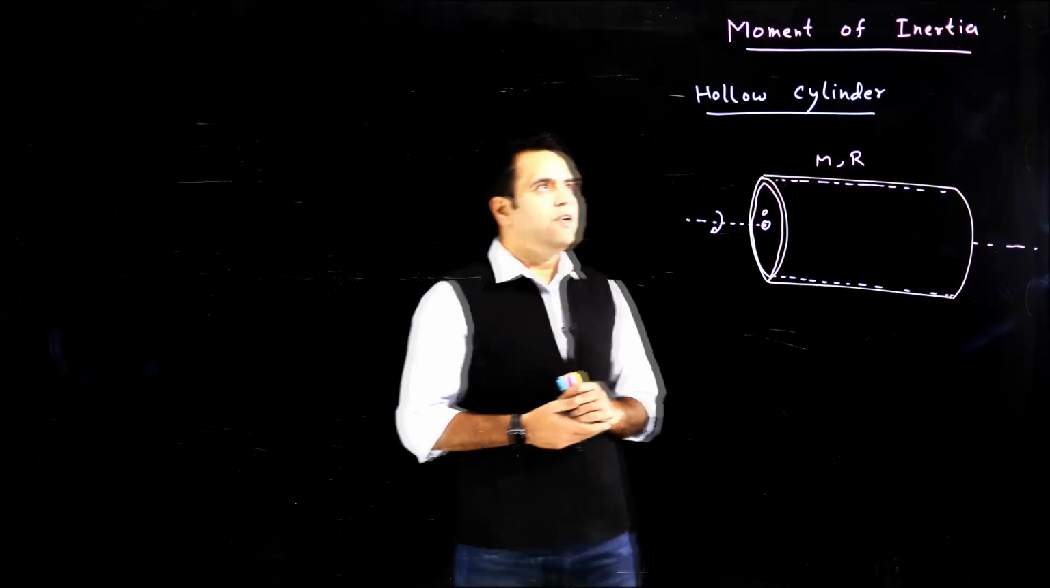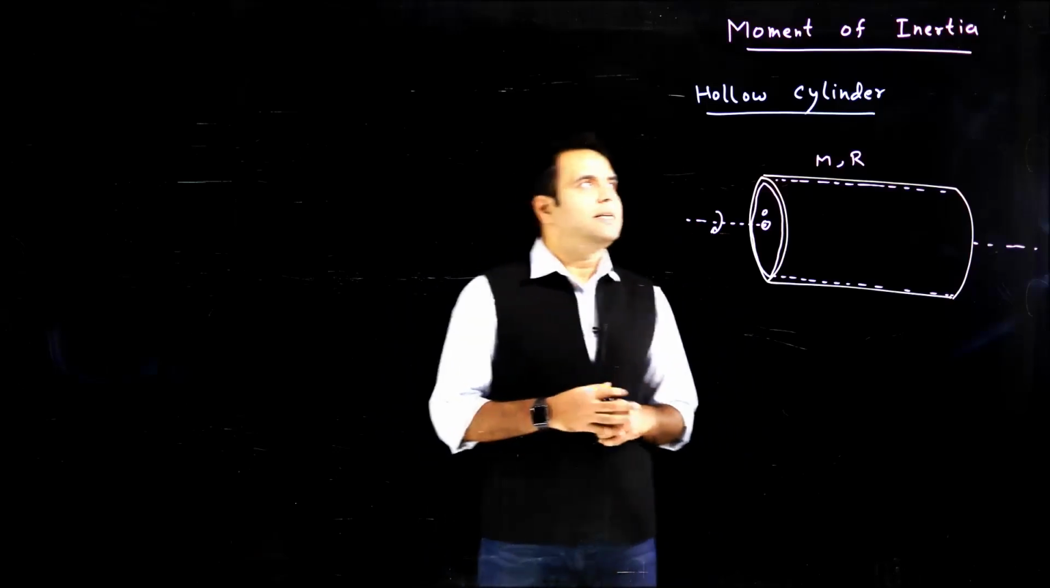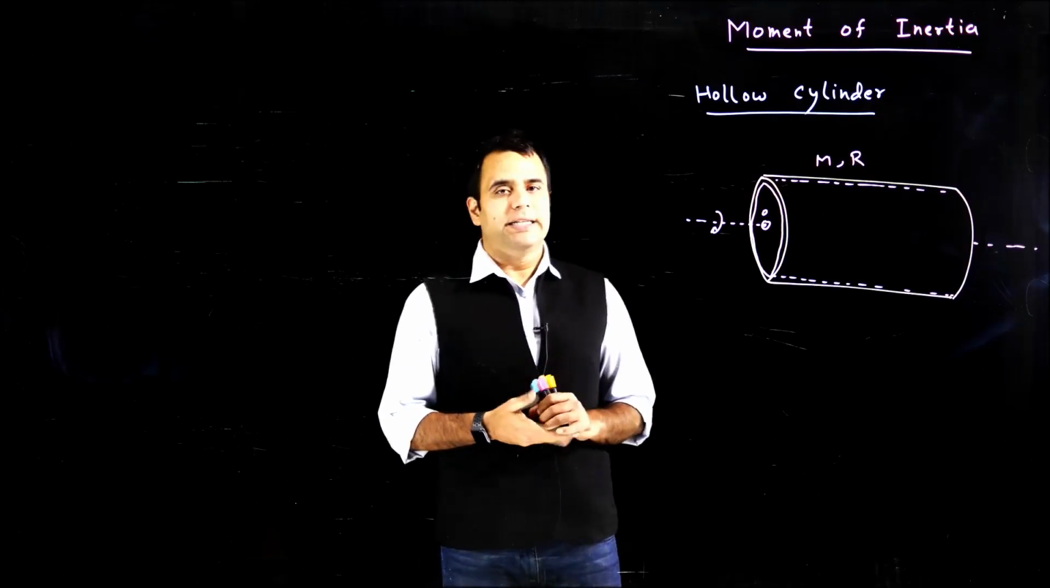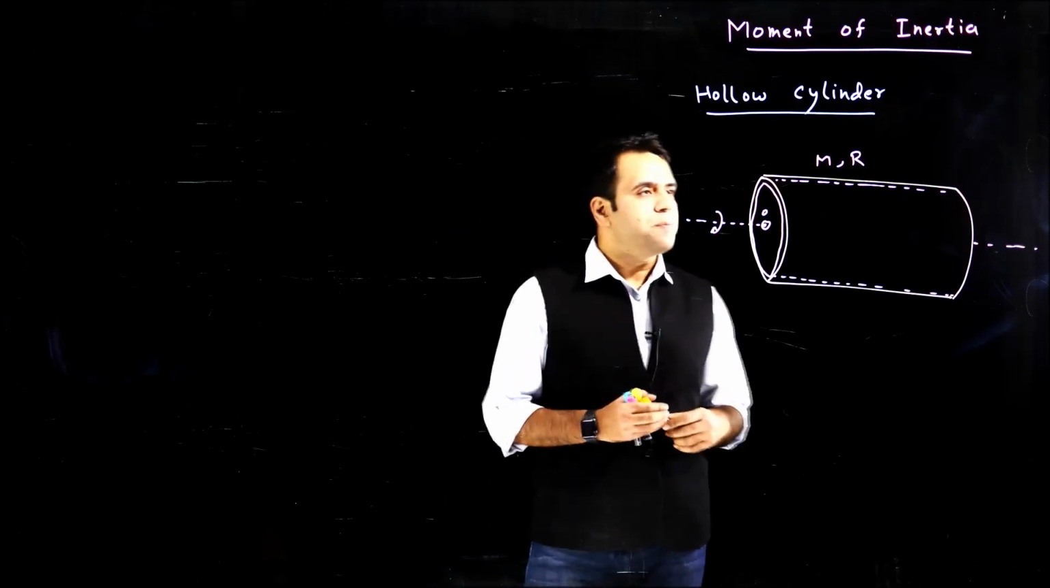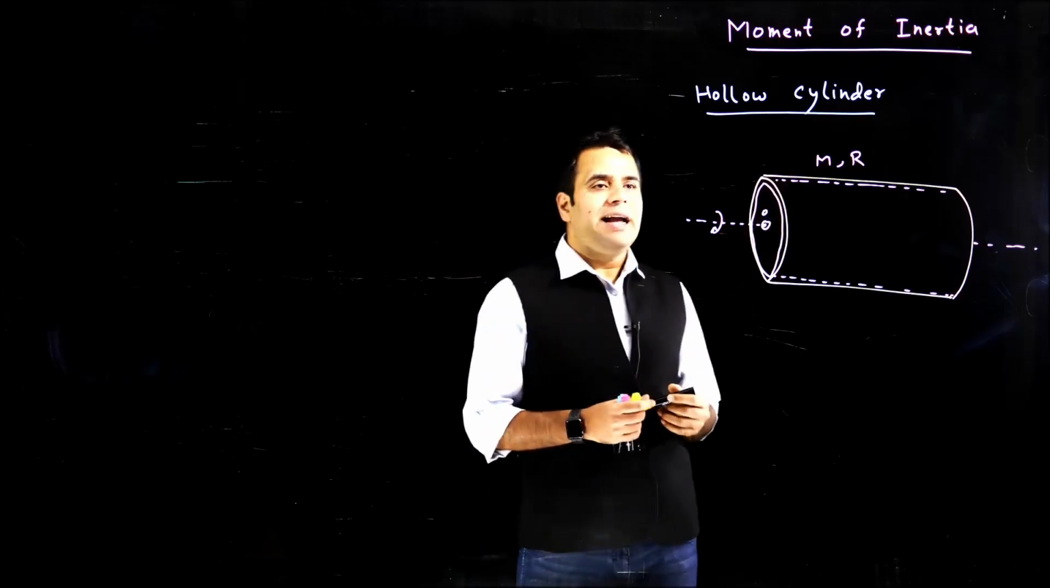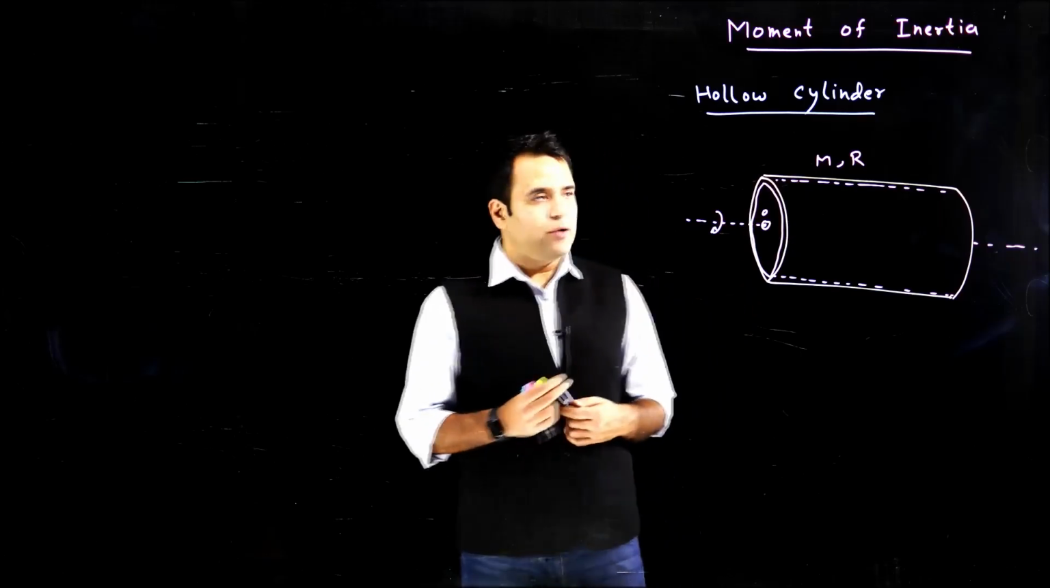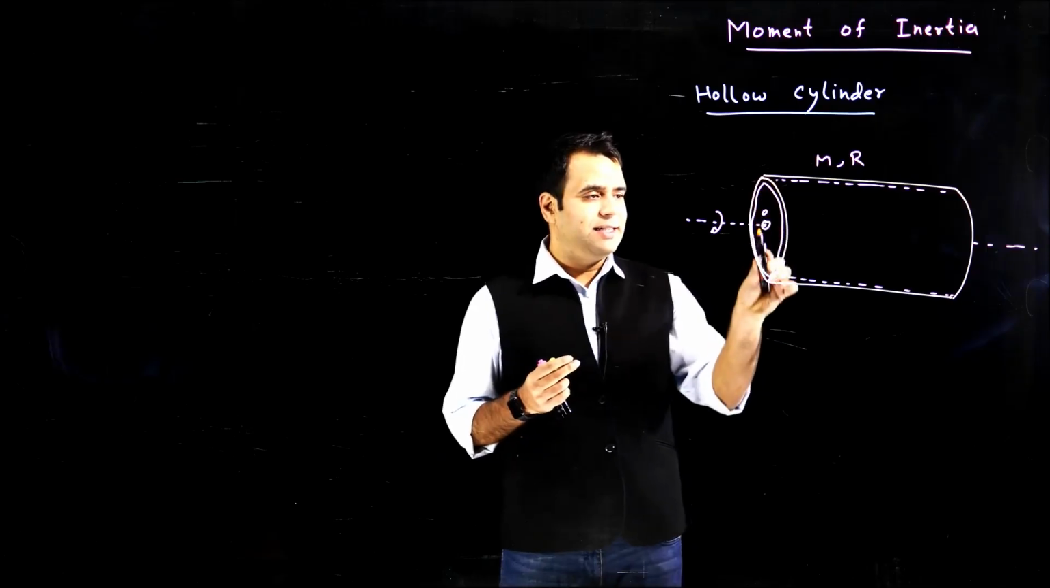Hello. Now we'll do the moment of inertia. We'll calculate the moment of inertia for a hollow cylinder. So this is our hollow cylinder, and its mass is given as m and its radius is capital R. This is hollow basically, so there is nothing in this region.